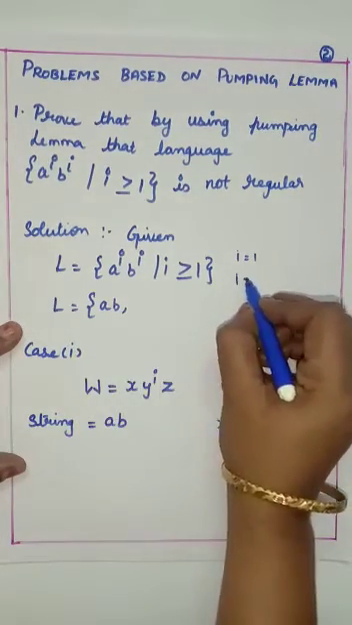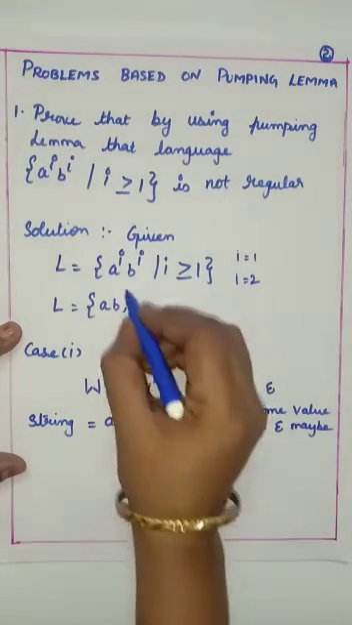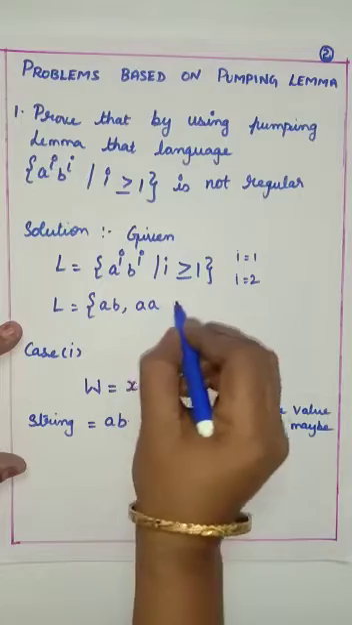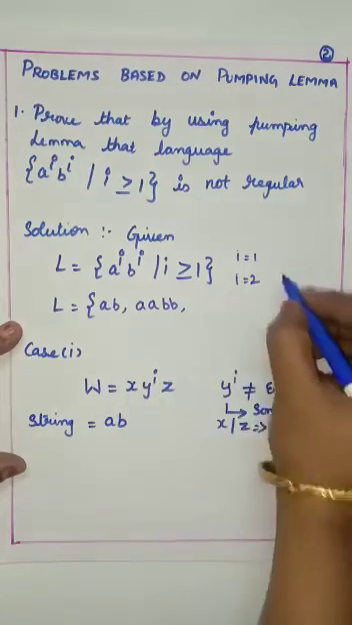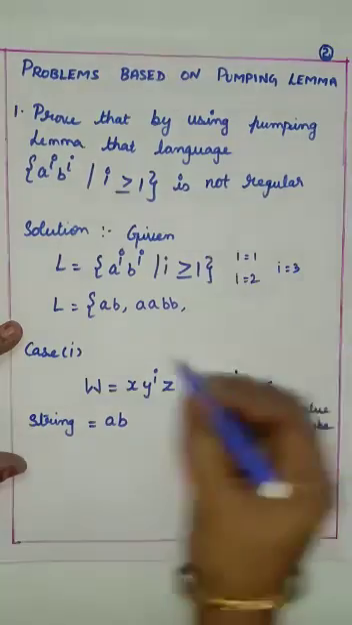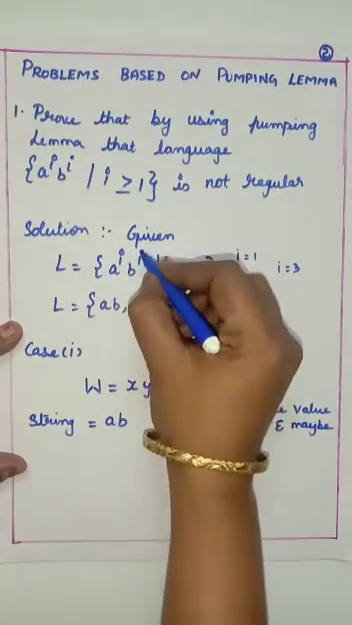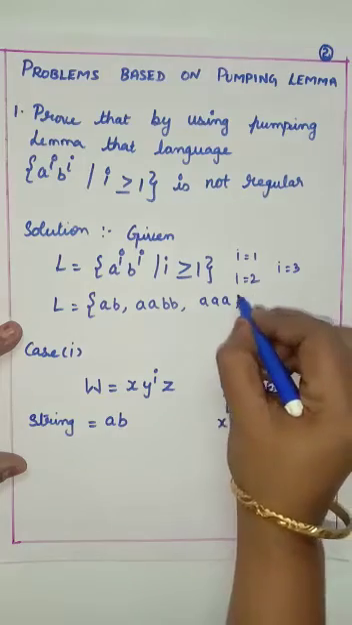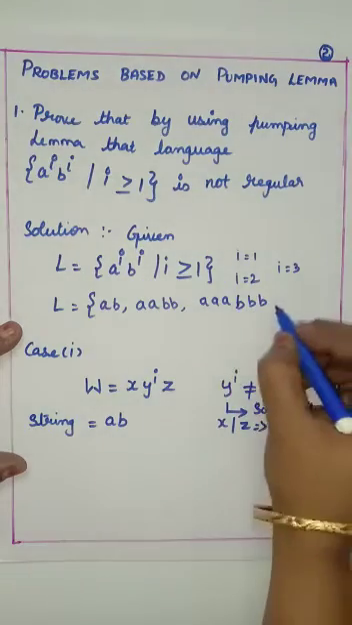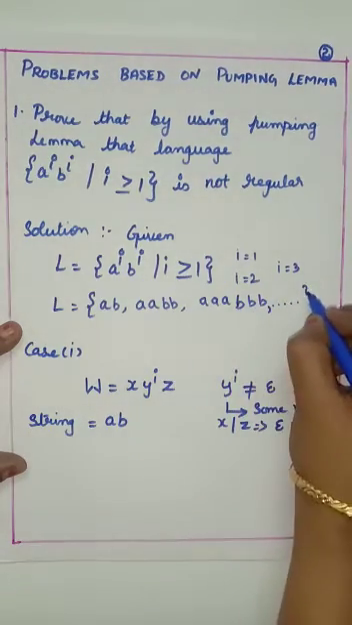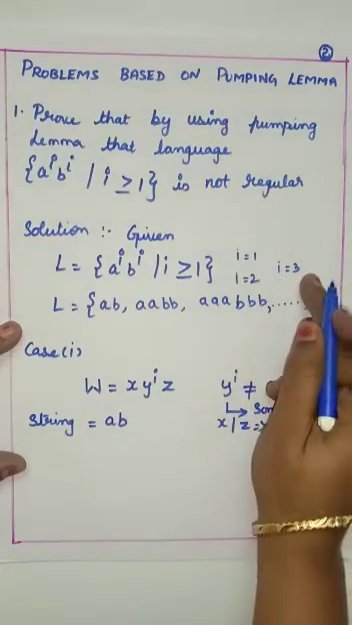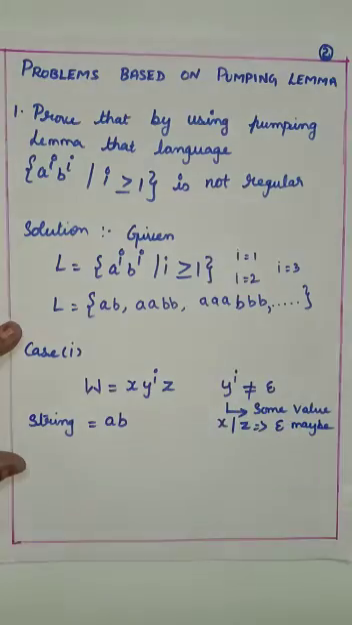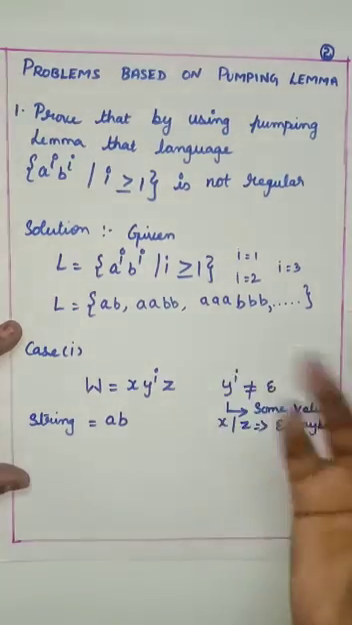When I take i equal to 2, what will happen? A to the power of 2, b to the power of 2, which means a, a, b, b. Similarly, when i is equal to 3, what will happen? A to the power of 3, b to the power of 3, so triple a, triple b. Am I right? So like this it goes on. Whenever you increase the i value, that many times your a and b will get incremented, right? That is, it will get multiplied.